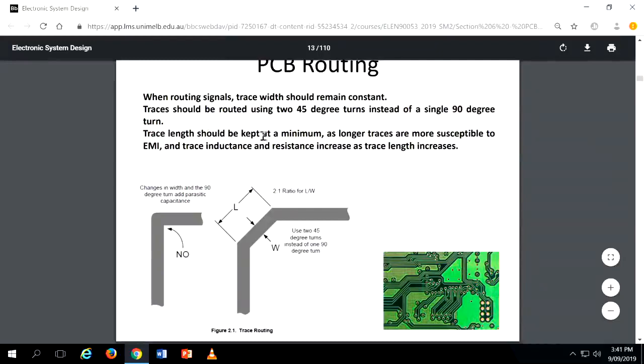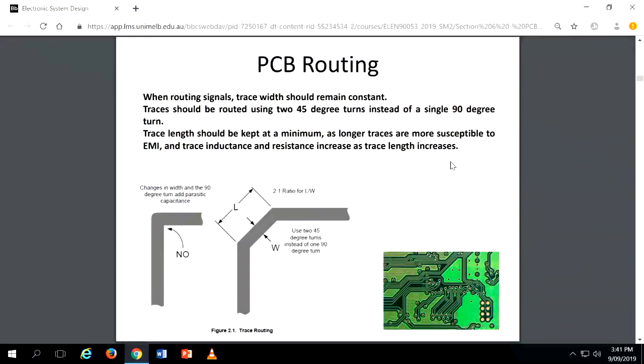Trace length should be kept at minimum, as longer traces are more susceptible to electromagnetic interference, and trace inductance and resistance increases as the trace length increases. Means these are applicable in high frequencies. When you have one connection from one IC going to another IC, you have to keep minimum length of the track. Track length should be minimum.